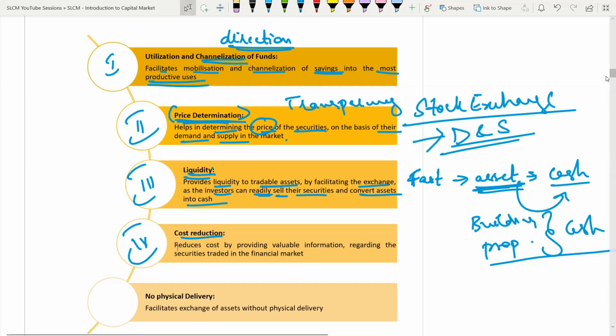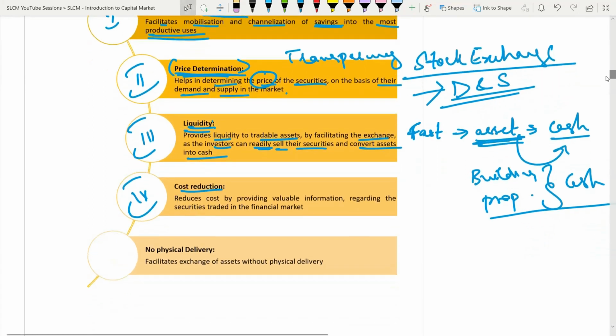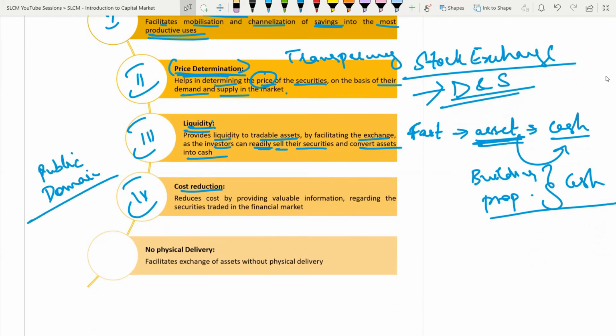How does it reduce the cost? Because it is regulated by the market, all information about these listed entities or financial instruments is generally available in the public domain. That is why the market itself is providing a lot of valuable information to the public at large about the various instruments, securities, etc. So it reduces the cost mainly of research and development and other associated costs.